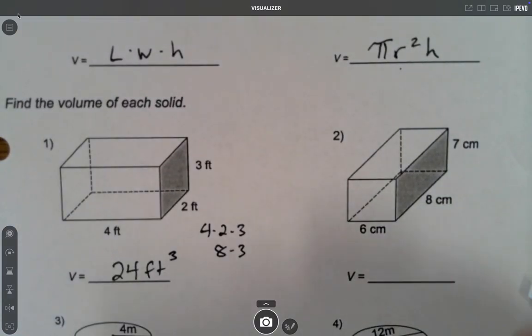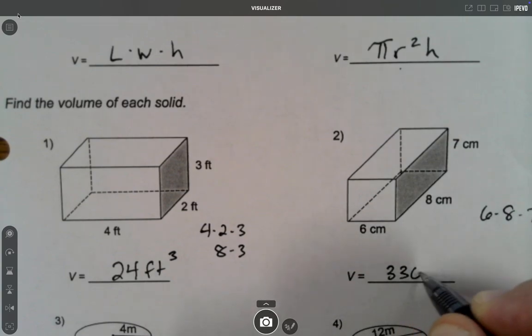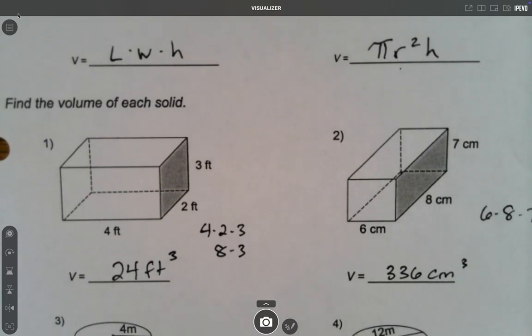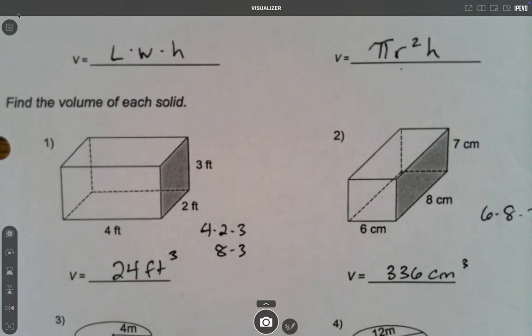Number 2, we'll do length times width times height. So 6 times 8 times 7. And when you multiply all those together, you get 336 cubic centimeters. So make sure, just like you put squared with area, you put cubic or a cubed with the units for volume.